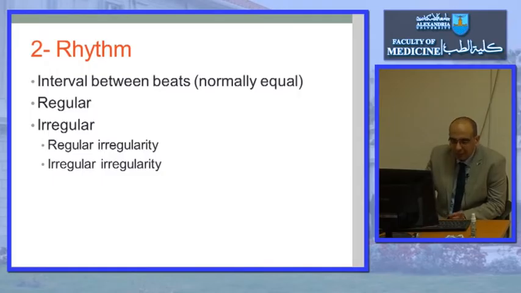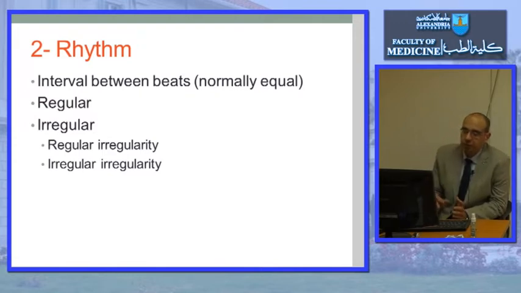And this irregularity might be either regular or irregular. Again, rhythm might be regular, which is normal, or abnormal. It is irregular when the duration between beats is different between different beats. And this irregularity might be regular. For example, I have a premature beat after each normal beat. So it is irregularity, but regular.